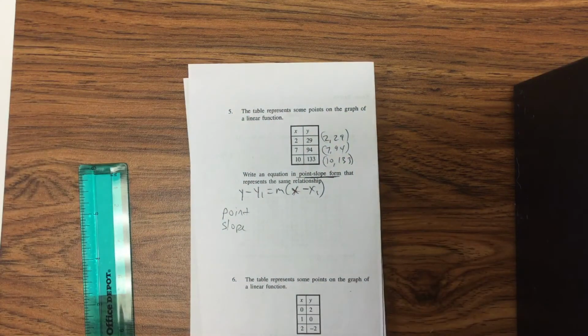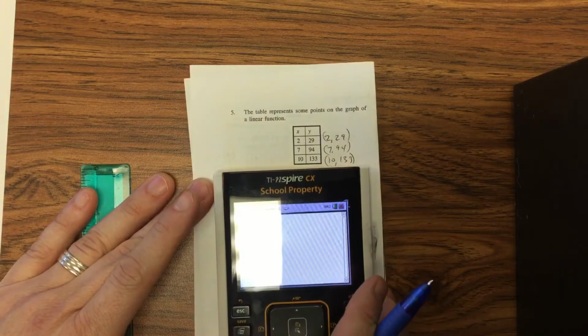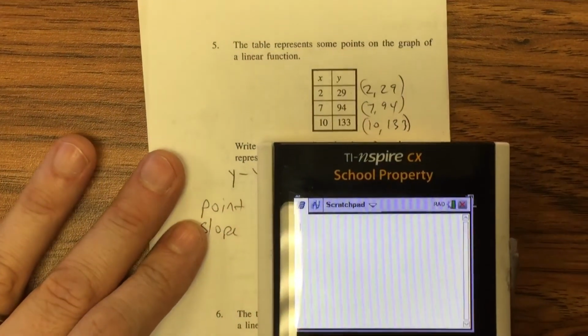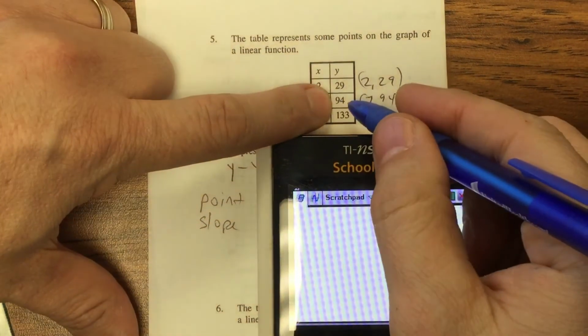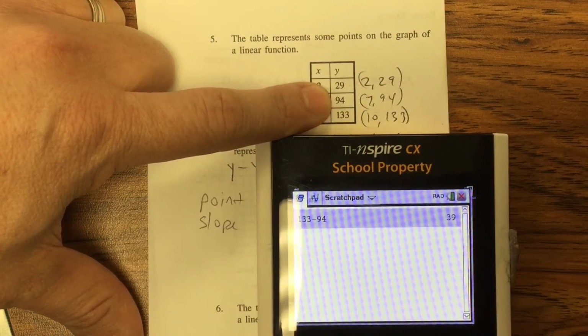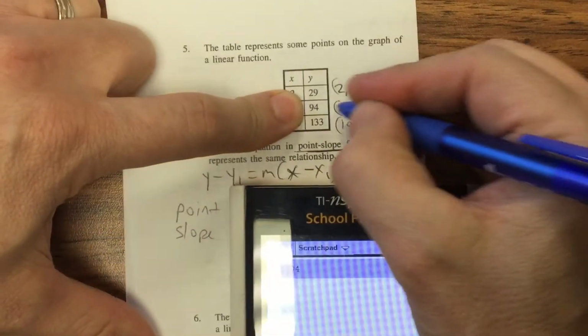So let's just go ahead and grab the calculator. Go to the calculate screen. And I'm going to see what's going on here. We have 33, and above it we have 94. Let's see how y changed. y changed by 39 right here.